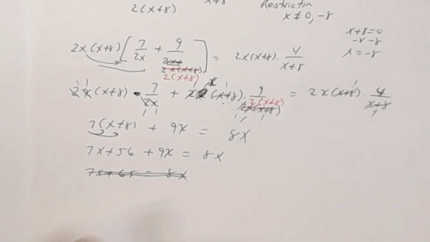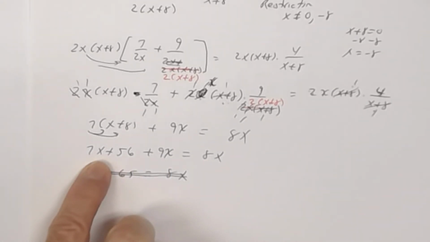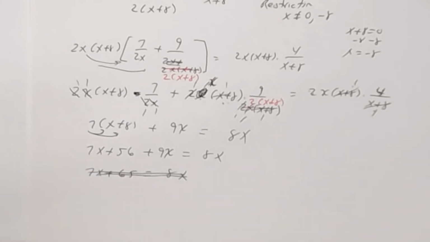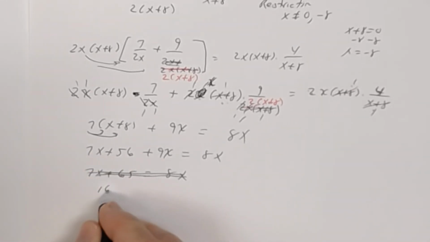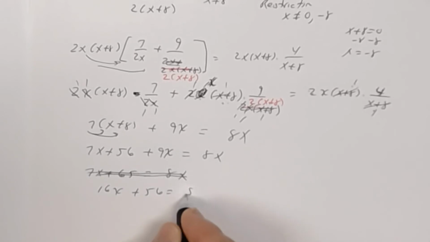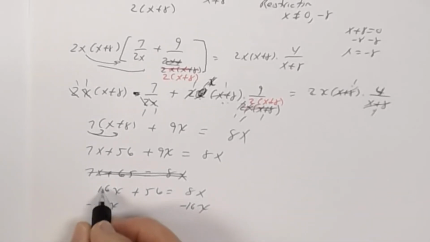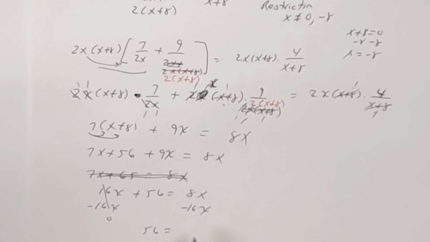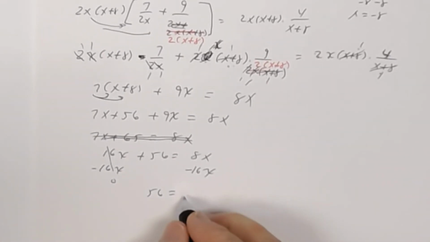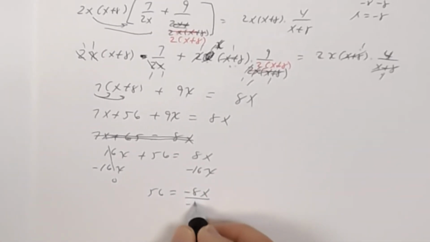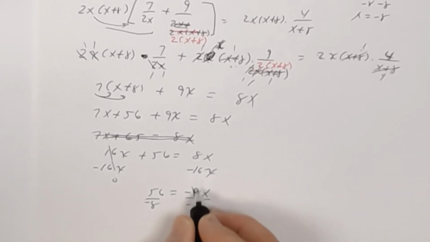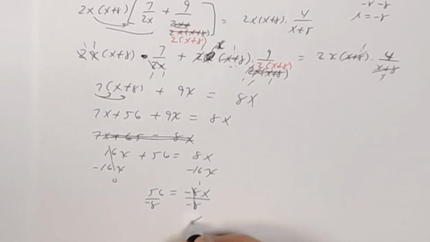All right, now let's go ahead and combine like terms. So I'm going to get 9x plus 7x is what's that, 16x? Plus 56 equal 8x. And then let's go ahead and subtract 16x from both sides. So I'm going to subtract 16x from both sides. And then that's 0, so I get 56 equal. And then 8x minus 16x is negative 8x. And then divide both sides by negative 8. I get negative 8 divided by negative 8 is 1. 1 times x is x. I get x to be, and that's 56 divided by negative 8 is negative 7.